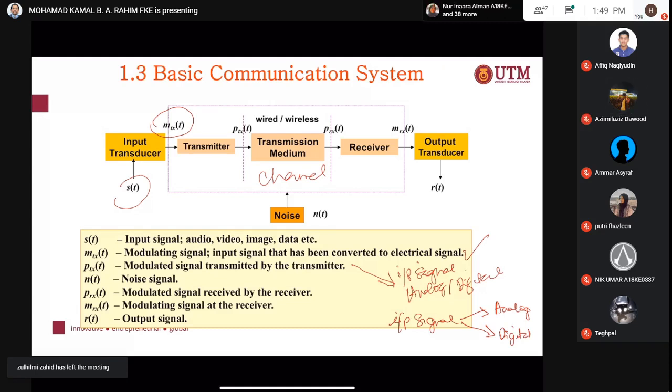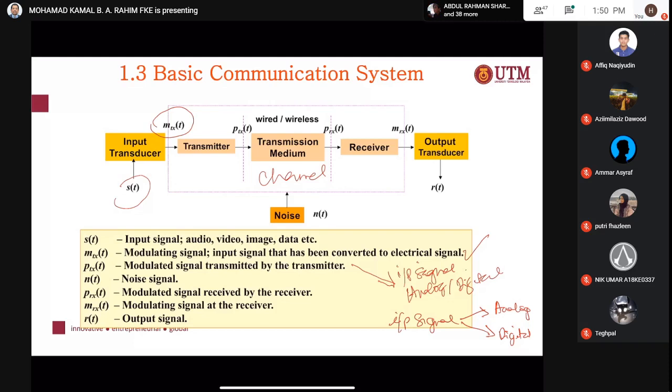So usually, from your audio, from your voice, you have one device called a transducer, which converts your voice signal to an electrical signal. Your electrical signal for voice is what we call an analog signal. And if you want to have digital, you need a digital to analog converter or analog to digital converter. That means you convert from your analog signal to a digital signal.